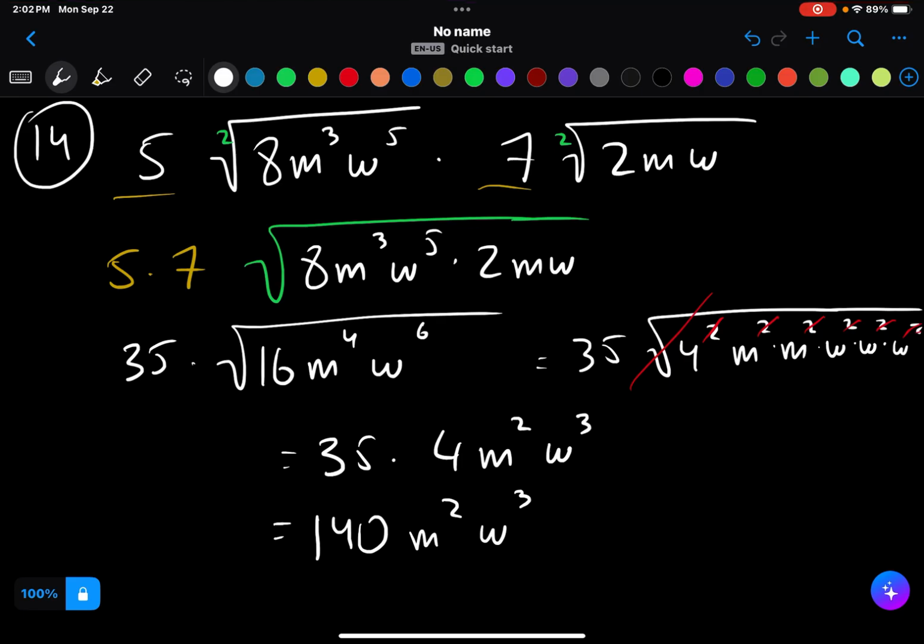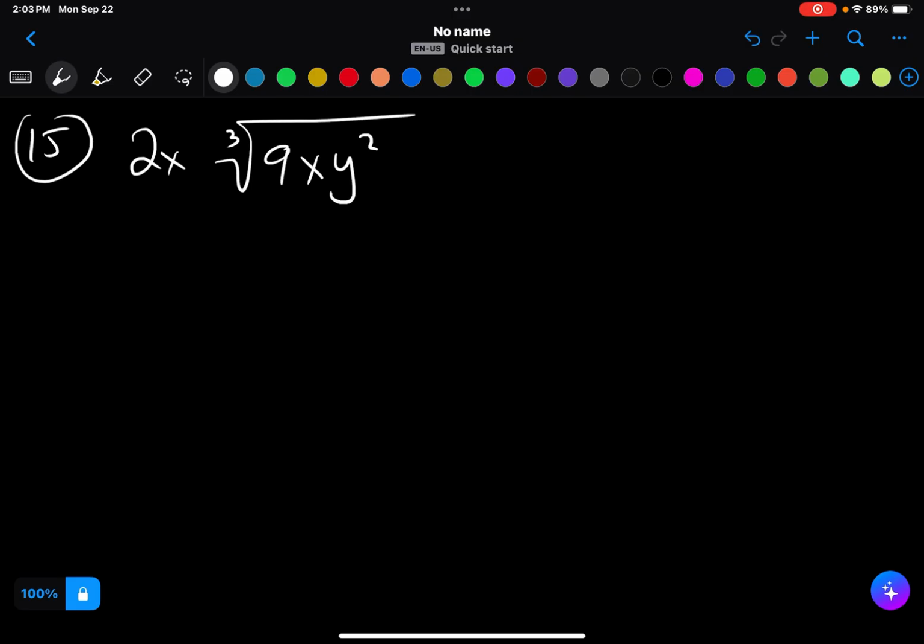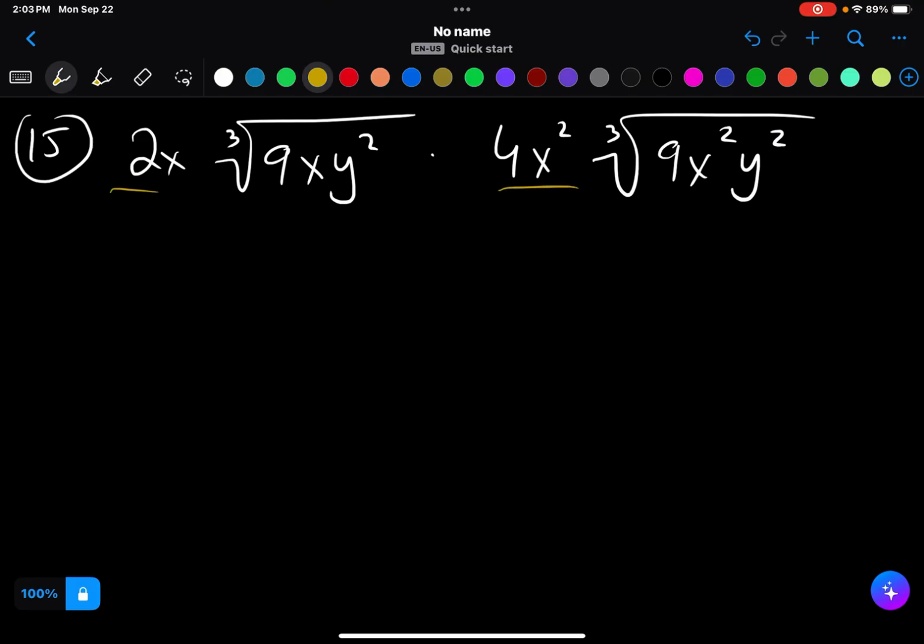I'm going to step on to our very last problem, 15. All right, here you have 2x, power 3 radical, underneath 9x, y to the second. Here you have 4x to the second, and next to it you have a radical, power 3, with 9x to the second, y to the second underneath. Again, multiply what's outside, because you can freely multiply things that are outside.